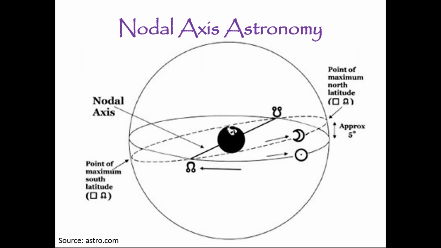Here is a visual of this. Here is the sun's apparent path. Here is the moon's path. And so here is the moon's path going above, the arrow's going this way. Here's the moon's path going above the sun's path, or the ecliptic, North Node. Two weeks later, the moon's path going below the ecliptic, point of the South Node.